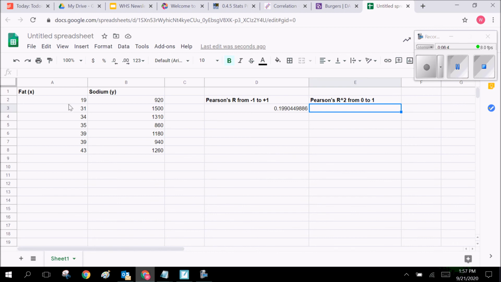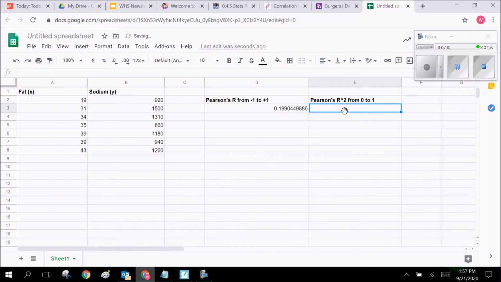In other words, it's kind of a mathematical way of saying you set this up in a really poor way, right? So no wonder you didn't get a correlation at all. These two are not related whatsoever, okay? So we're going to take a look at Pearson's R-squared, which is basically going to tell us that.